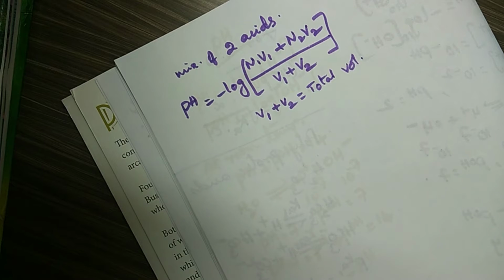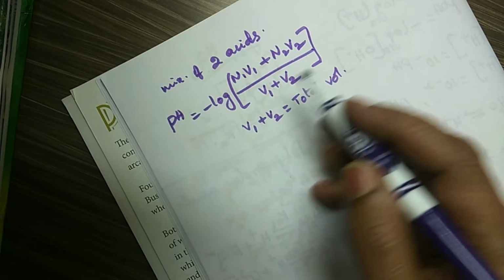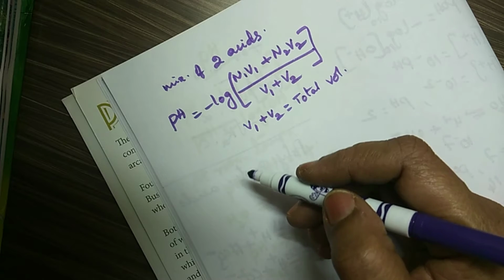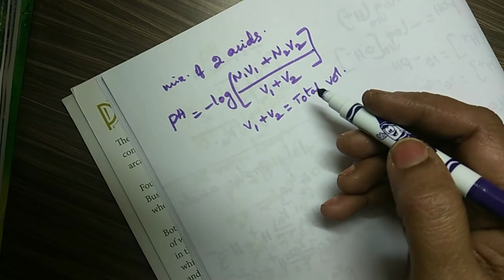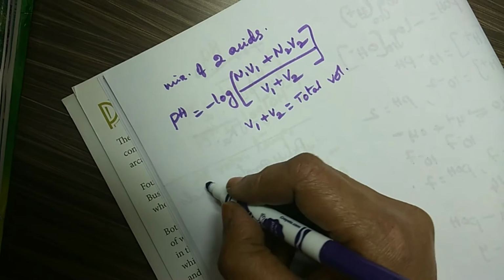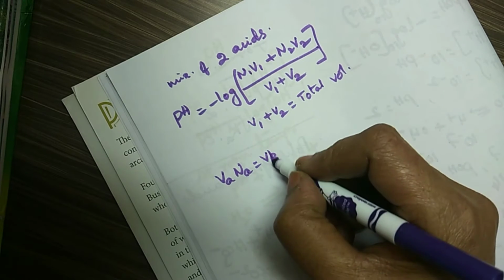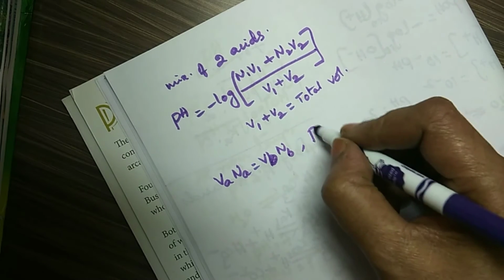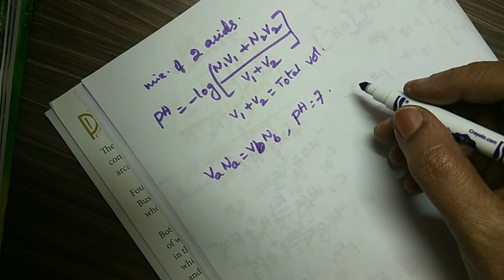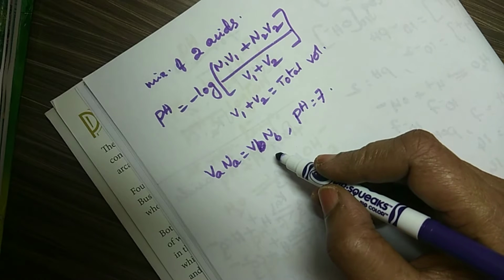If the milliequivalents of acid and base are equal, if we take equally concentrated and equal volumes of acid and base, then that gives a neutral solution. That is, when VANA is equal to VBNB, pH becomes 7. It gives a neutral solution when equal volumes of equally concentrated acid and base are mixed.